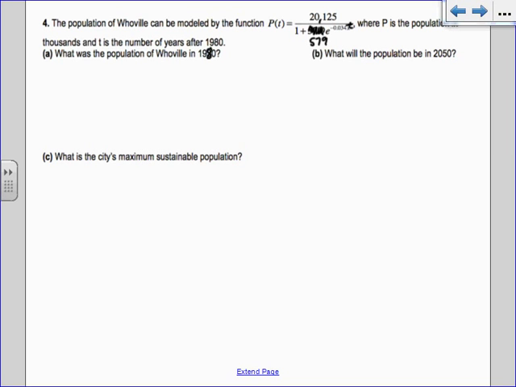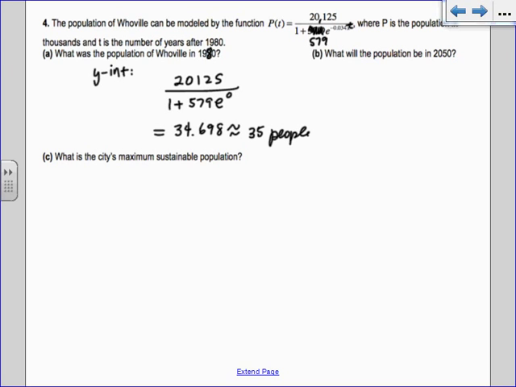So what is the starting amount? In 1980, what did we start with? That's basically your Y-intercept. It's saying what did you have at time 0? So you're going to have e to the 0 then. So what was it? 34.698, so around, we'll say 35 people. You can round up or down for people, it doesn't matter.